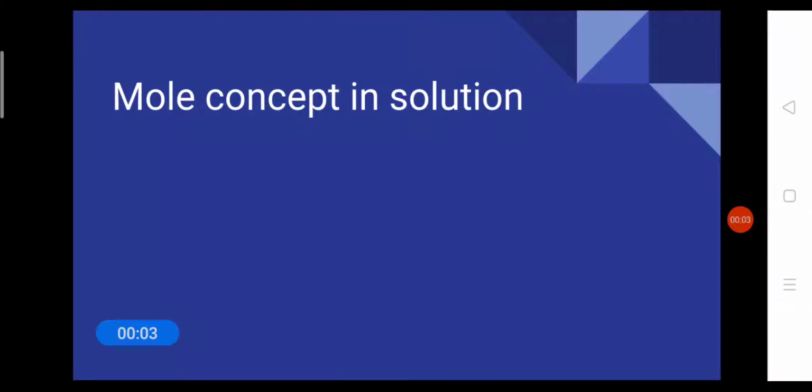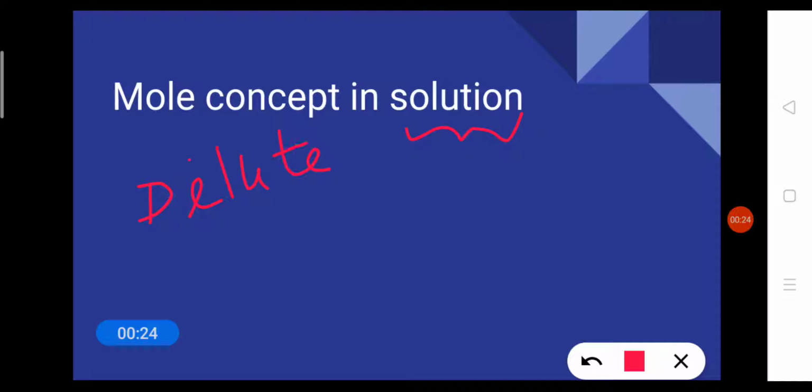Students, good morning. In this class, we will discuss the mole concept in solution. Then, what is a solution? A solution is a mixture of solute and solvent. There are many types of solution, that is dilute solution and concentrated solution, and the classification includes homogeneous solution and heterogeneous solution.